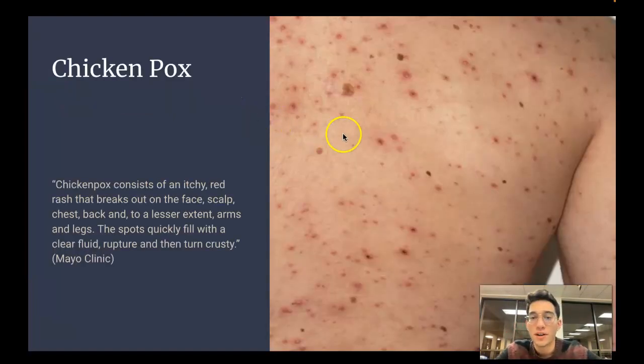We have chickenpox. So we can see that chickenpox is secluded in its own individual pocket, which is going to be important when we compare it with shingles. Chickenpox consists of an itchy red rash that breaks out on the face, scalp, chest, back, and to a lesser extent, arms and legs. The spots quickly fill with a clear fluid, rupture, and then turn crusty.